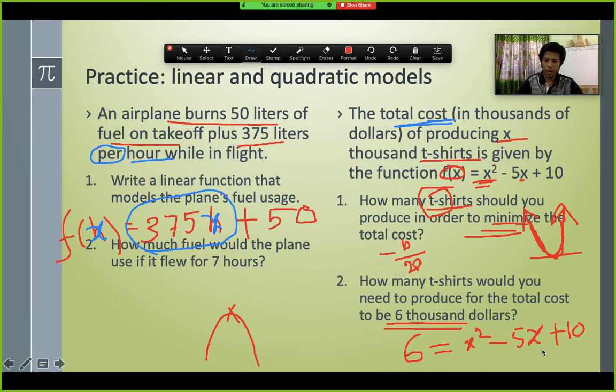So after this line, the calculation is easy. Let me show you the next line so that you can do the calculation. So x squared minus 5x. If this 6 goes to this side, then we will get minus 6 here. So 10 minus 6 equals 4. So the plus 4 is here, equal to 0. So is this factoring possible?